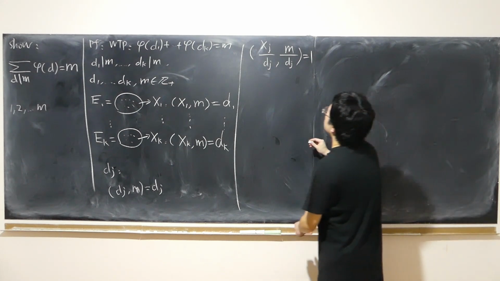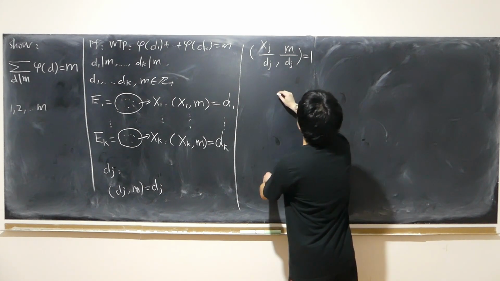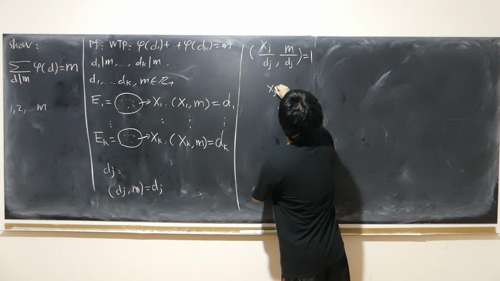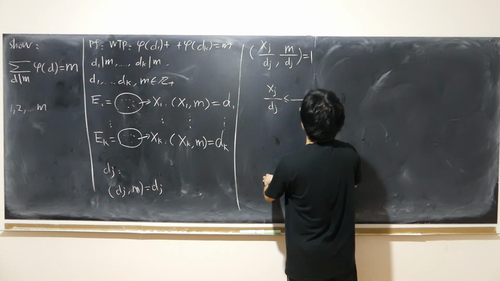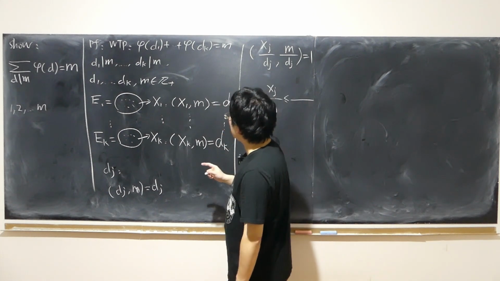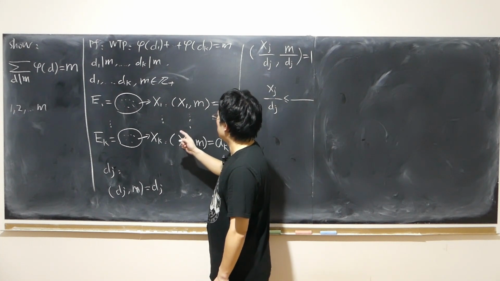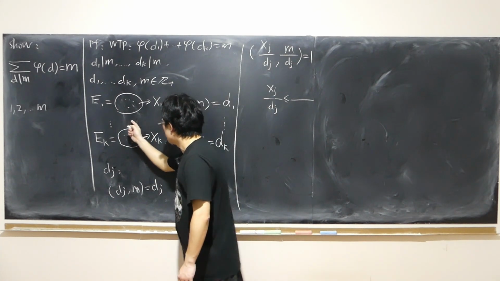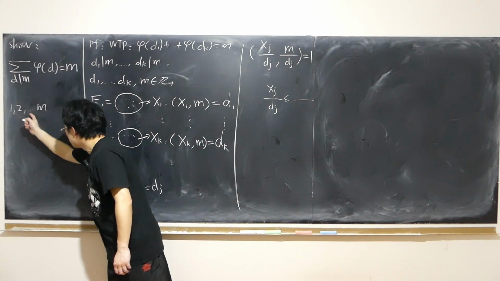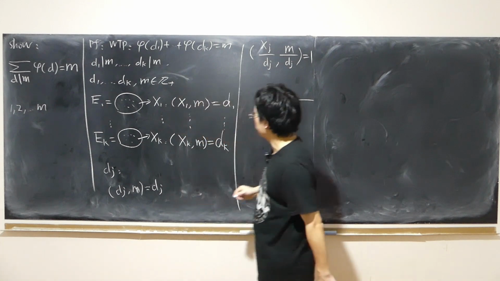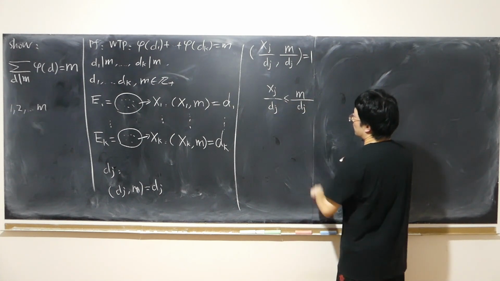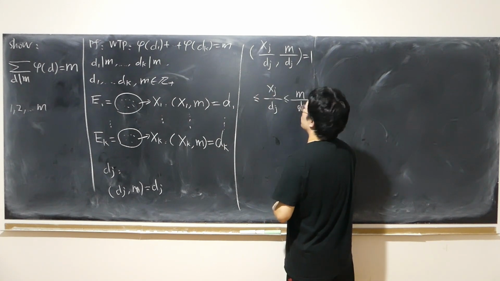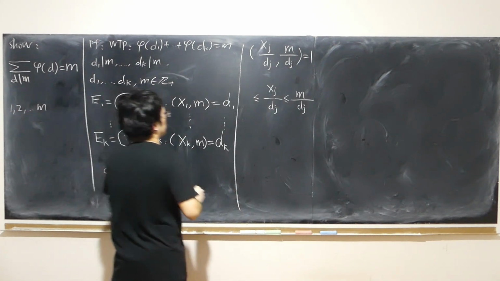And also notice that for every xj over dj, less than or equal to what? xj comes from some set Ej, right? It also comes out from some number in here, must be less than or equal to n, over dj. Right? dj is fixed, any fixed j. Larger than or equal to 1, right?